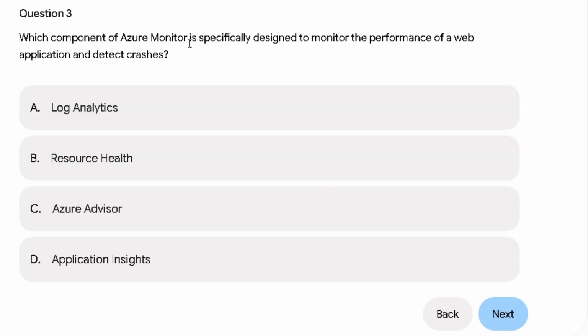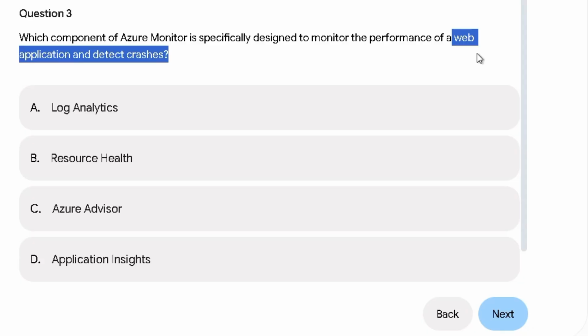Next. Question number 3, guys. Which component of Azure Monitor is specifically designed to monitor the performance of a web application and detect crashes? Keyword right here, guys. Remember, when you take a test, there are keywords, and this is the best way to do a test, by reading the keywords. It's something that I learned throughout years of experience.